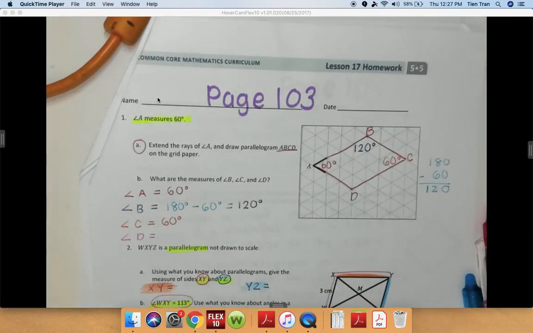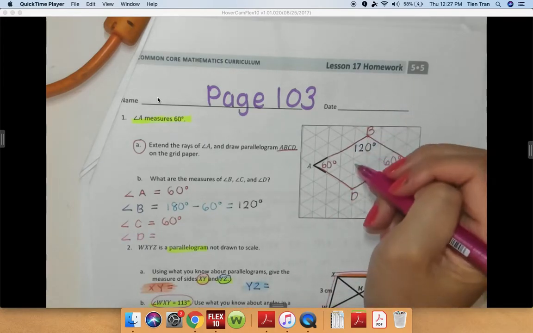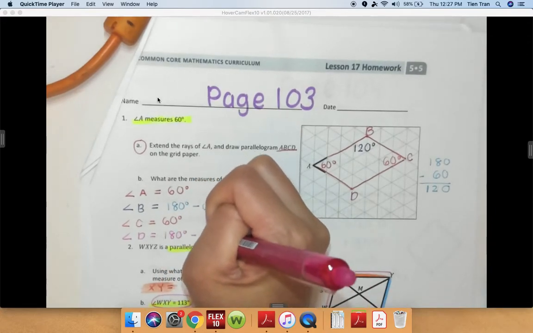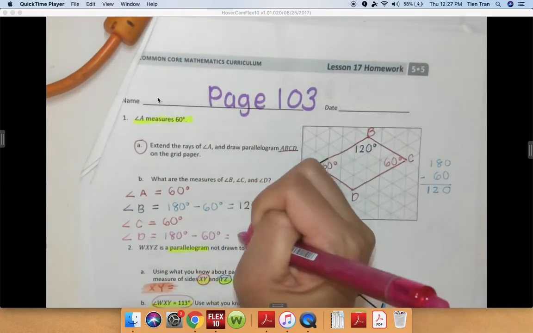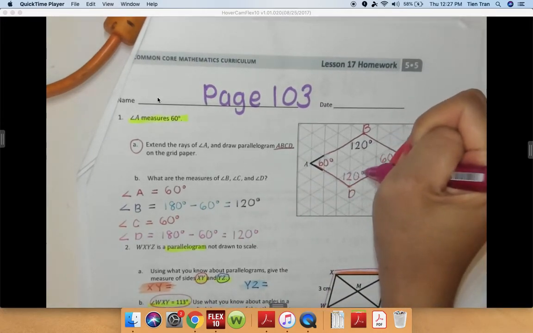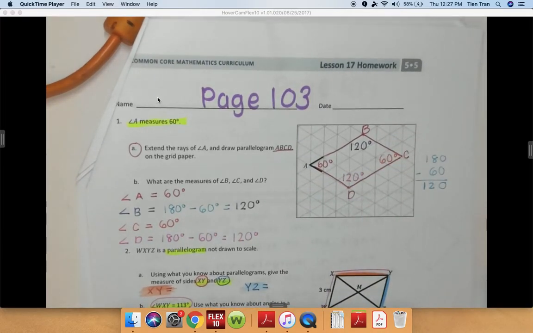And now, how about angle D? Same thing with angle D. For angle D, you need to subtract 180 degrees minus 60 degrees in order to get 120 degrees. So this right here is also 120 degrees for angle D.